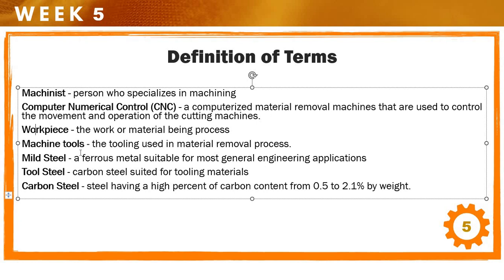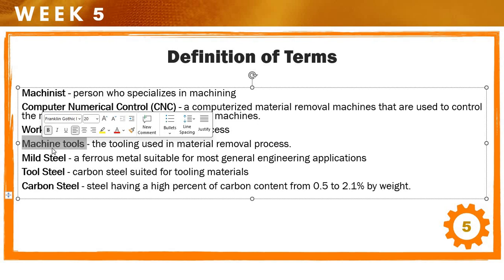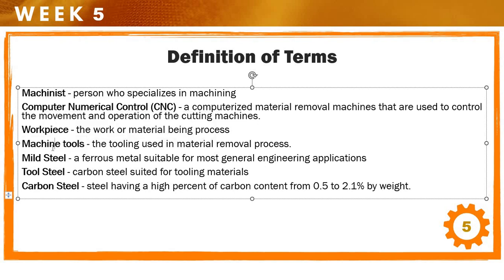Then next is the workpiece. The workpiece is the work or material being processed, usually the industrial material. Next is the machine tools, the tooling used in the material removal process. Machine tools are usually harder than the workpiece, in order for them to cut the workpiece and not be damaged by it.